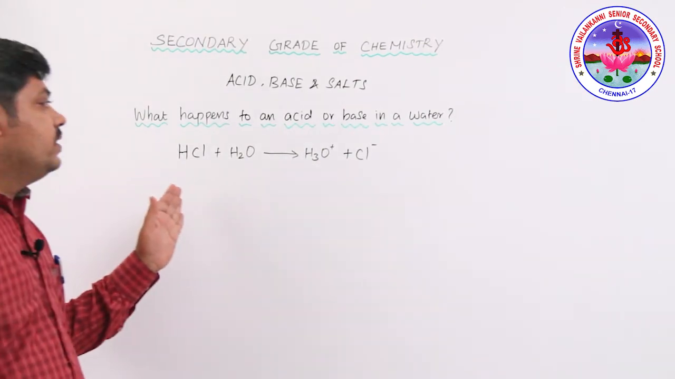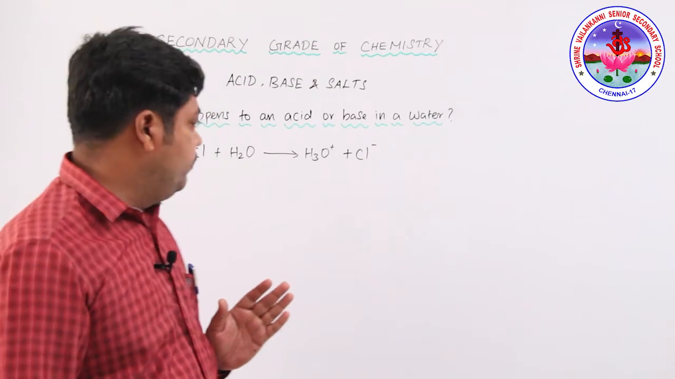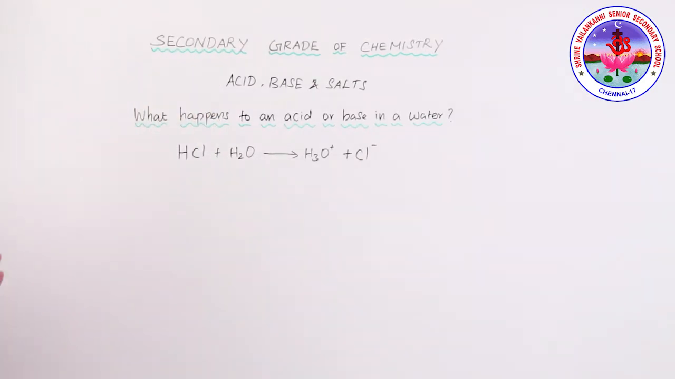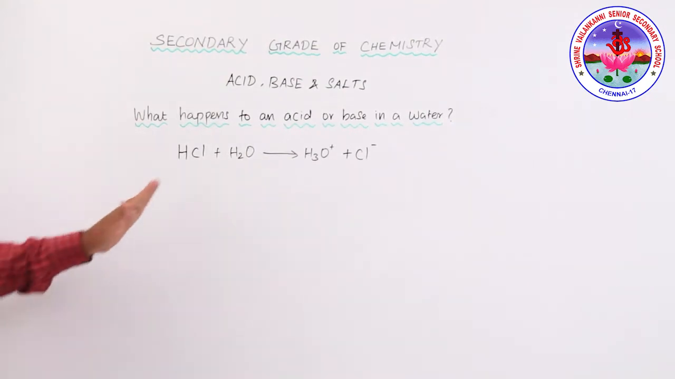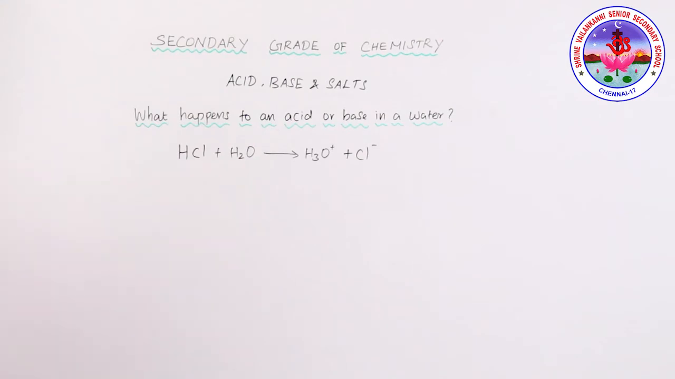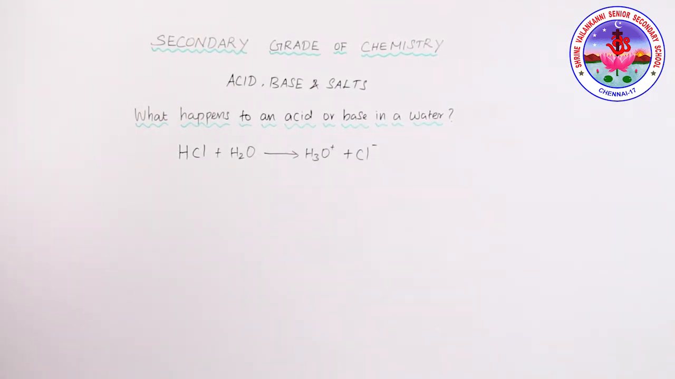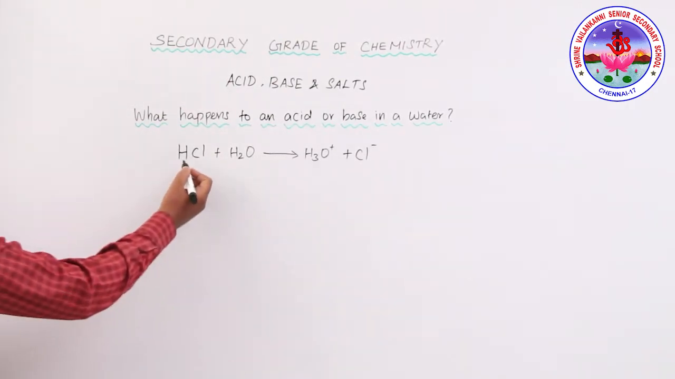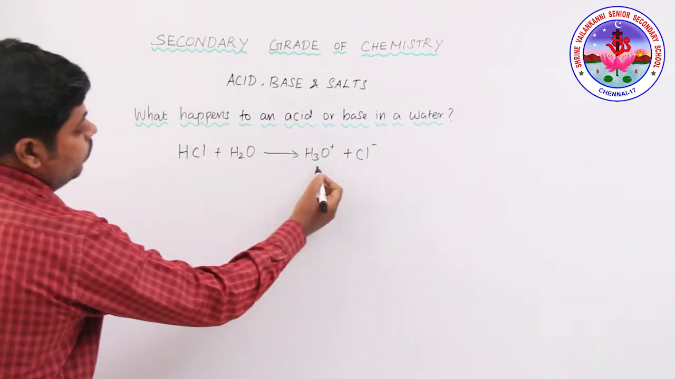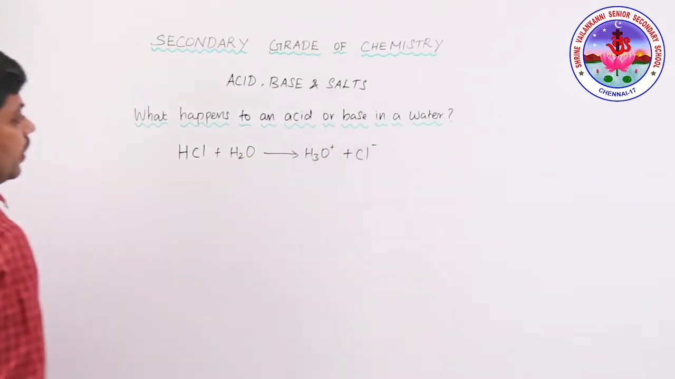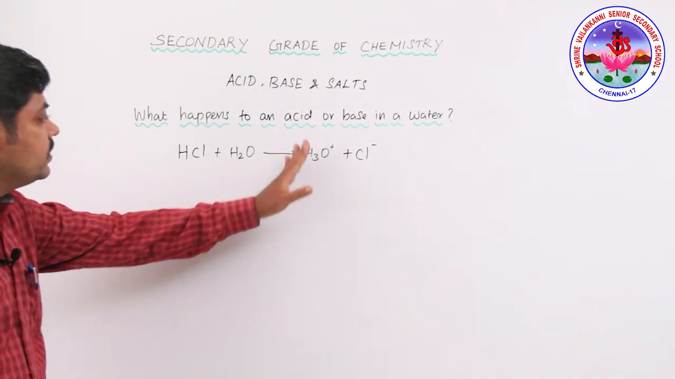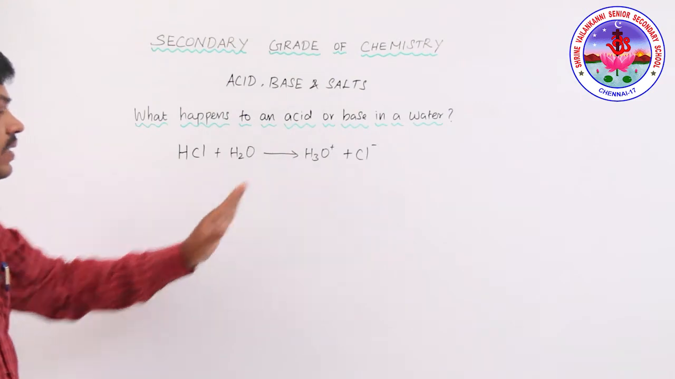What happens to an acid or base in water? The hydrogen ions in HCl are produced in the presence of water. The separation of the H plus ion from HCl molecules cannot occur in the absence of water. So HCl gas dissolves in water to produce the hydronium ion and the chloride ion. The hydronium ion is what is called the acid, or we can simply write it as H plus.